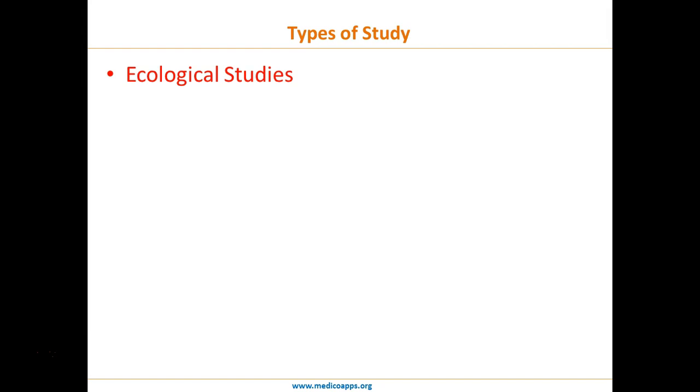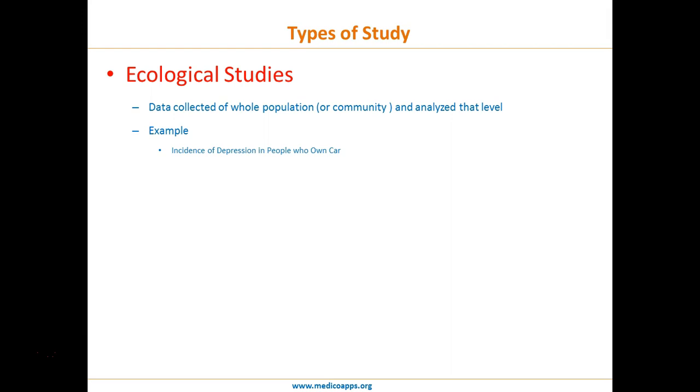Now, there is something called ecological studies. Ecological studies are when the data is collected from the whole population of the community and analyzed at that level. An example would be incidence of depression in people who own a car. So we do not segregate anything. We just relate one parameter to another. Another example is incidence of lung cancer with pollution level. So such are the studies which are ecological studies.